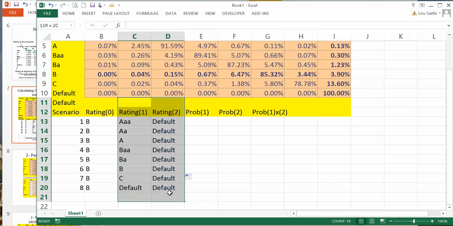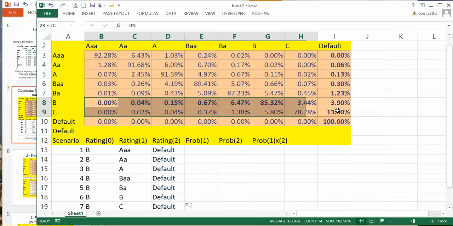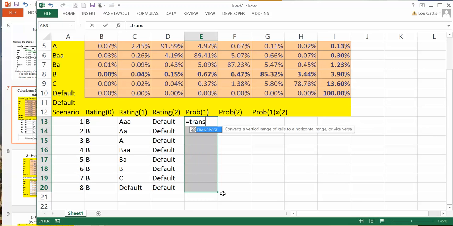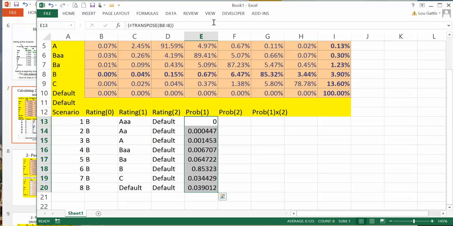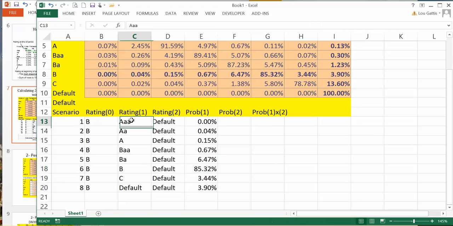Now the probability of going from B to any other rating is actually given by this row here. So I can just go in here and say equals transpose. Oops, let me actually highlight this entire row. Equals transpose. And grab this row. Control Shift Enter. So these are my probabilities of going from B to any rating in the first period, which is simply this row. And then we'll calculate the probability of going from any of these ratings into default, which is actually this last column.